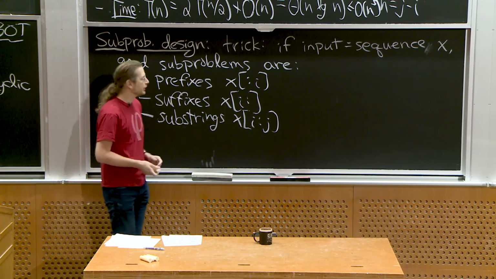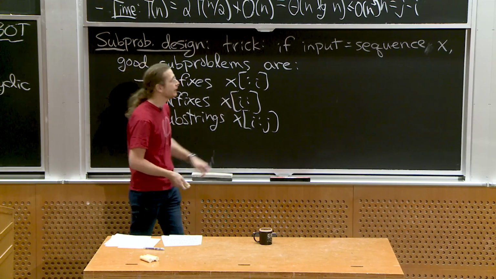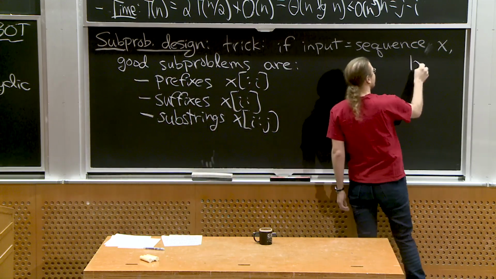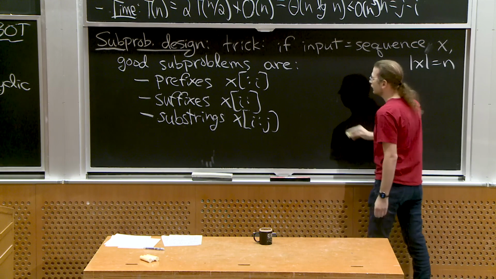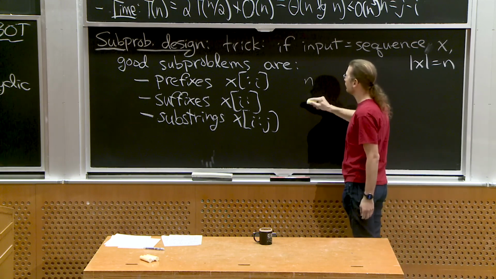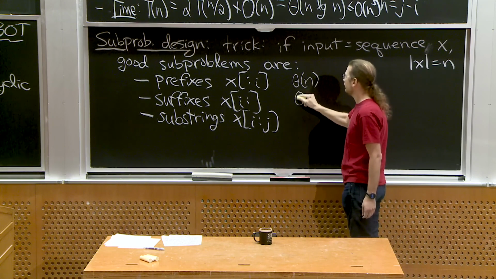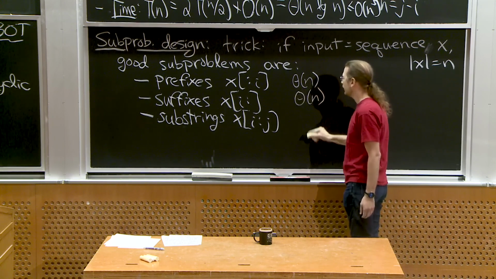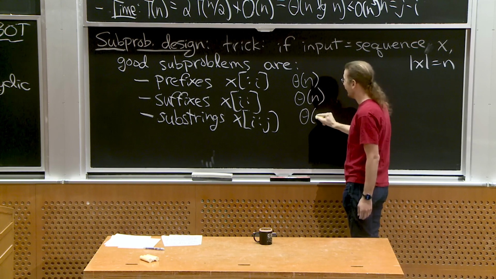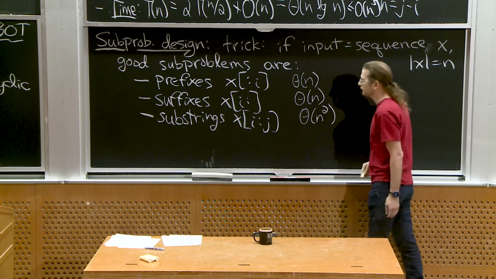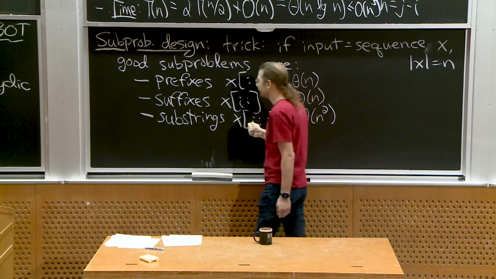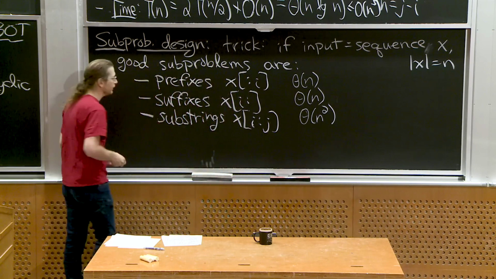And these are great because they're polynomial. If the length of my sequence x is n, then there are n prefixes, technically n plus 1. So let's say Theta(n) prefixes. There are Theta(n) suffixes. And there are Theta(n squared) substrings, because there are roughly n choices for i and j separately.